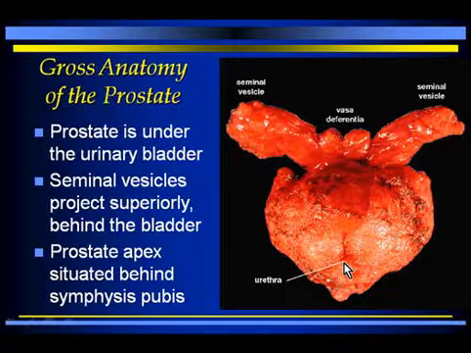So the prostate is under the urinary bladder. The seminal vesicles project posteriorly and superiorly from the base of the prostate, and the prostate apex is just behind the symphysis pubis, and the urethra comes through that.